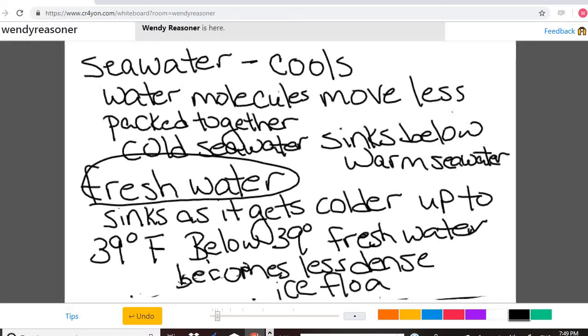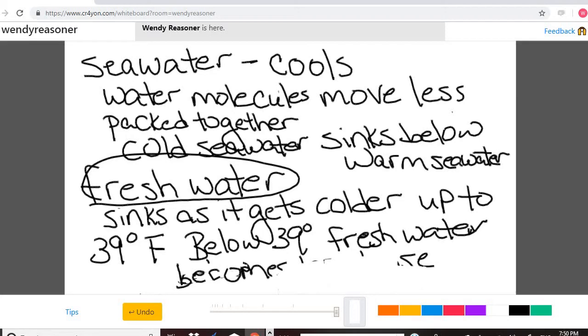And you've all seen that. So if you take a glass of water and throw in some ice cubes, if they're frozen, they're below 32 degrees. So when fresh water is below 39 degrees, it becomes less dense, and you will see that the ice will float on the surface. So why is that important?